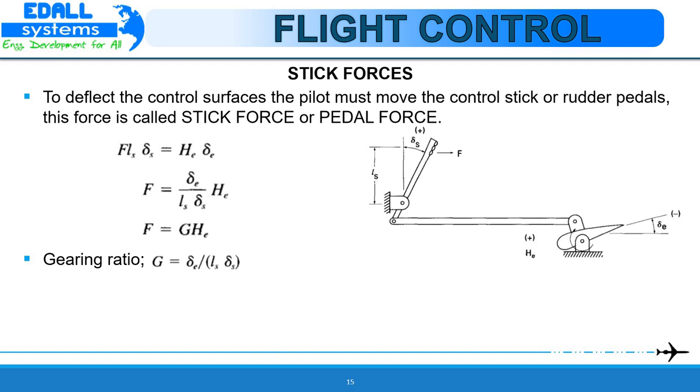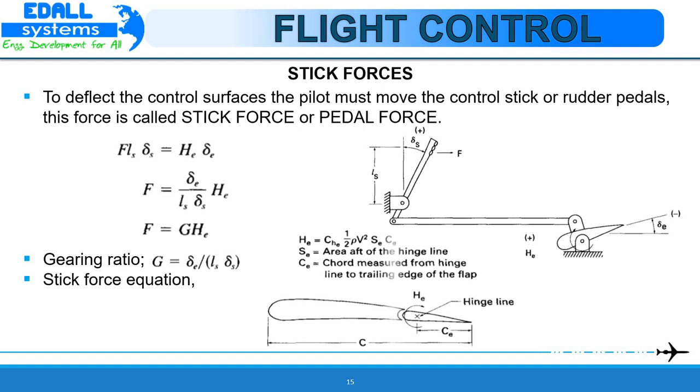Substituting these expressions and the hinge moment defined earlier into the stick force, we get F equals G Ch_e half rho V square S_e c_e. Already we know that H_e equals Ch_e into half rho V square S_e c_e. From this expression, we can see the magnitude of the stick force increases with the size of the aeroplane and the square of the aeroplane's speed. A similar expression can be obtained for a rudder pedal force and aileron stick force as well.